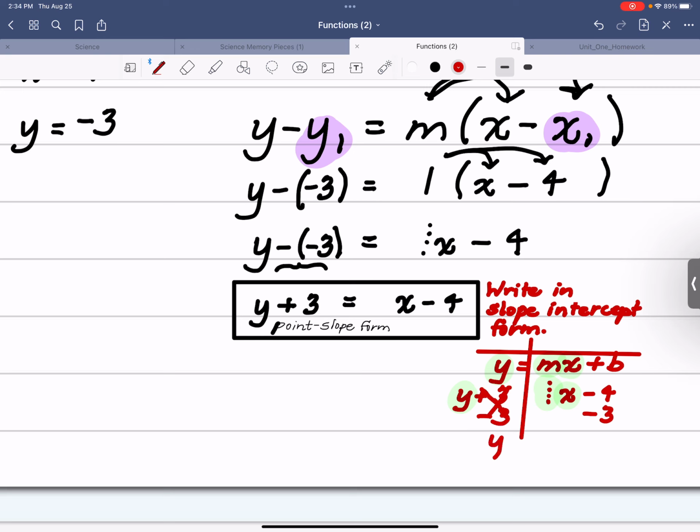And so y equals mx plus b. You could say plus -7, or you can just say -7. And that's the same equation in slope-intercept form. Okay?